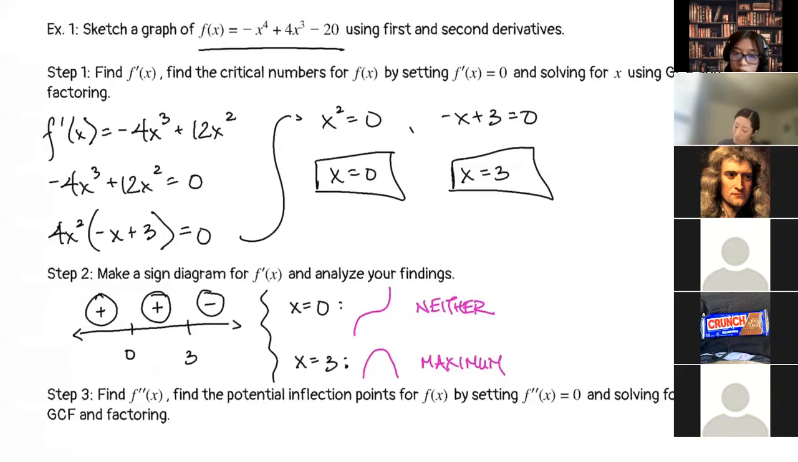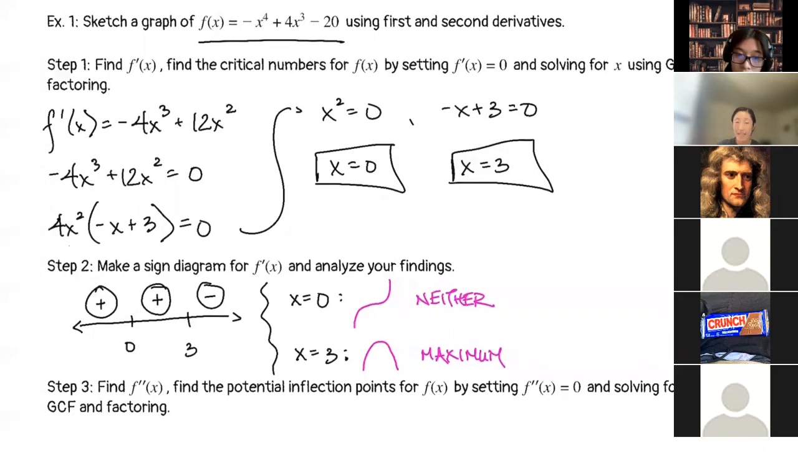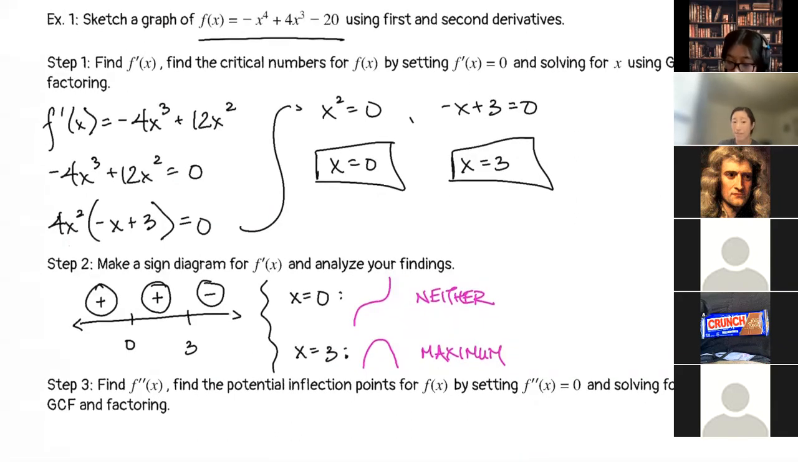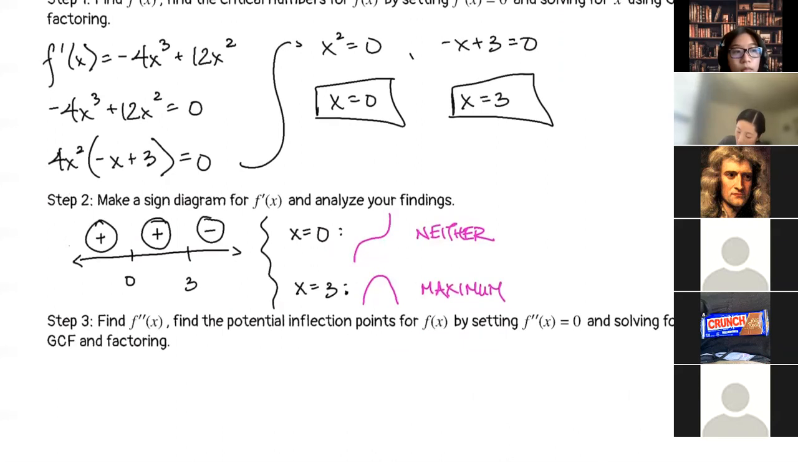So let's go on to that second theorem, which talked about concavity. Now, what we're going to do here is find f double prime. We're going to, new word, find the potential inflection points for f of x by setting f double prime of x equal to 0. So let's work with the mechanics first, meaning let's find f double prime of x.